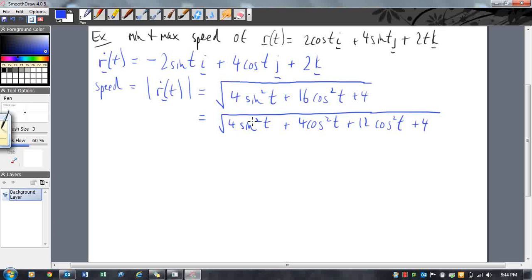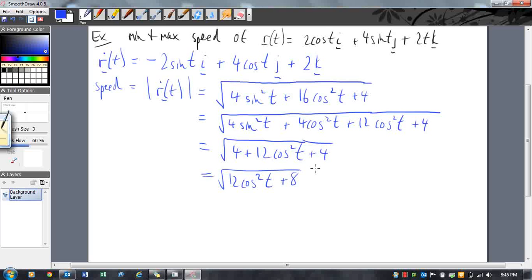So what I've done is put 4 sine squared t plus 4 cos squared t. Why have I done that? Because that's 4 lots of sine squared t plus cos squared t, which is equal to 1. So that's 4 times 1. So that's equal to 4 there, plus 12 cos squared t plus 4 equals, let's write it out again, 12 cos squared t plus 8.